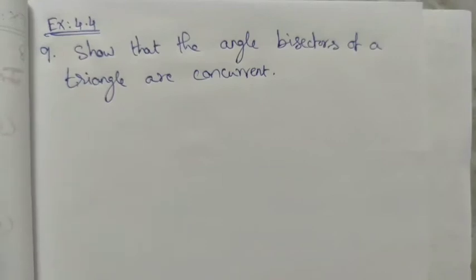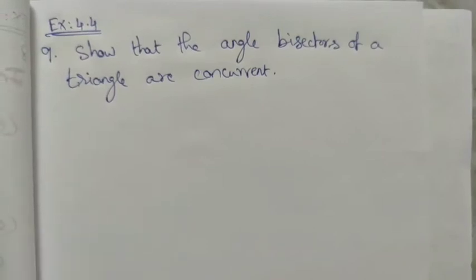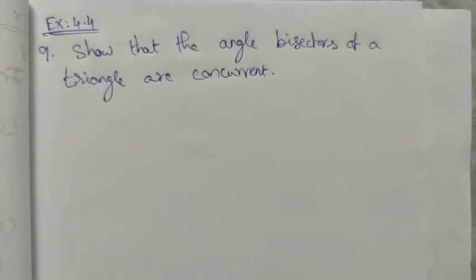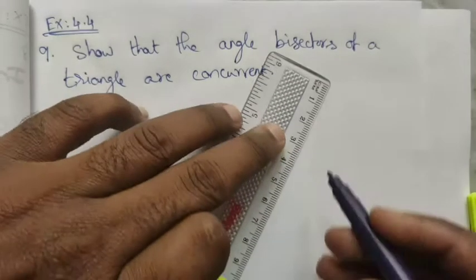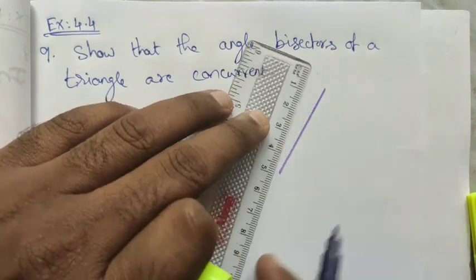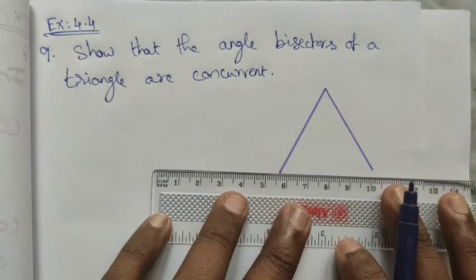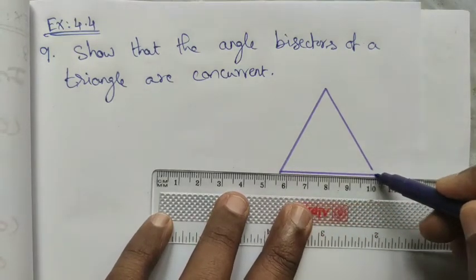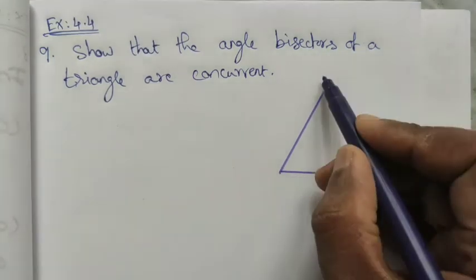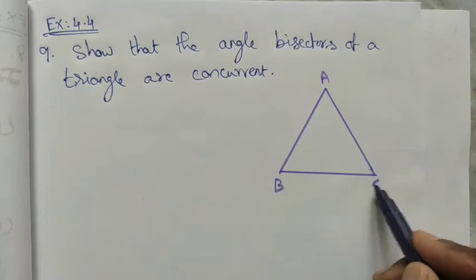Class 10, exercise number 4.4, question number 9. Show that the angle bisectors of a triangle are concurrent. Here we have the triangle. Let me take it as triangle A, B, C.